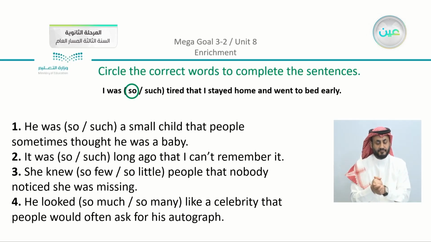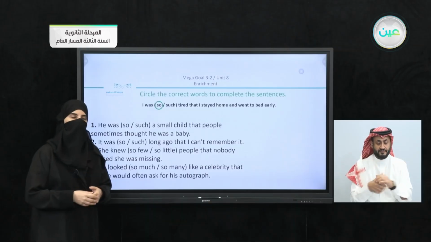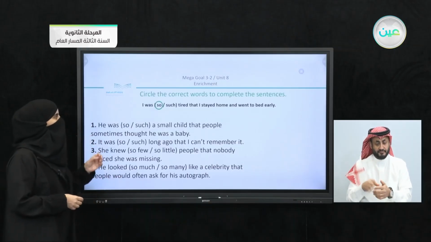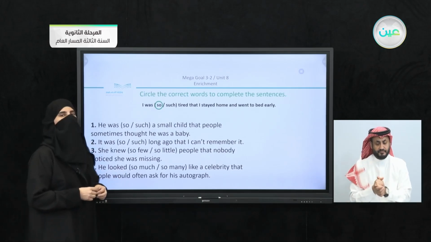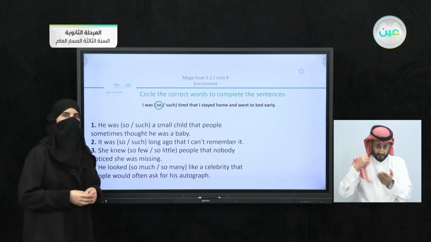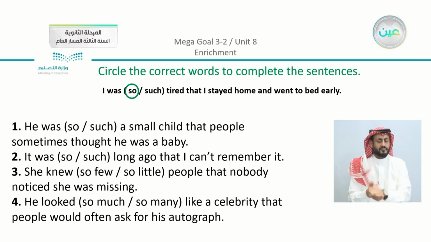Of course, we have here our structures, the rules that we studied in the grammar. Now the first one is done for you. I was so tired that I stayed home and went to bed early. Now it's your turn. He was so or such a small child that people sometimes thought he was a baby. What can you say? Can you say so a small child or such a small child? So here we can say that, yes, the correct answer is such a small child.